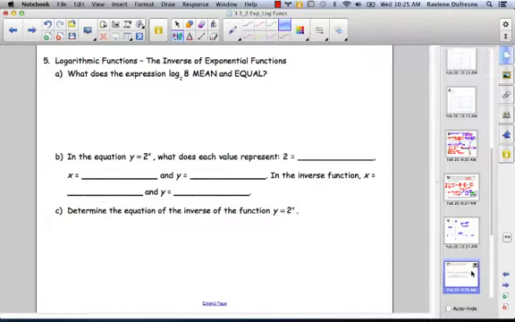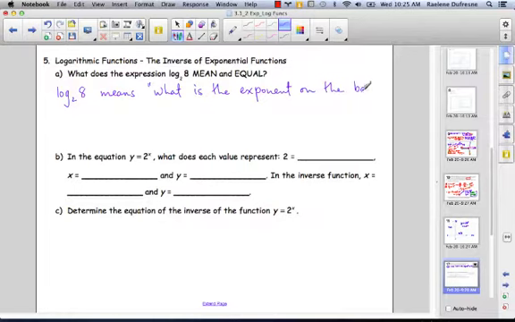All right, moving on, let's take a look at the inverse partner to exponential functions, which are logarithmic functions. First of all, we want to look at the expression log base 2 of 8. The expression log base 2 of 8 means, and I'll write it out, it's a question. What is the exponent on the base of something to get the power of something?